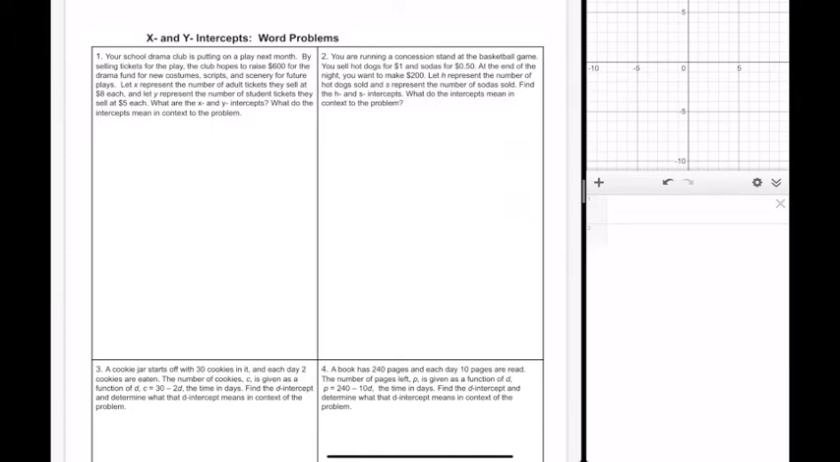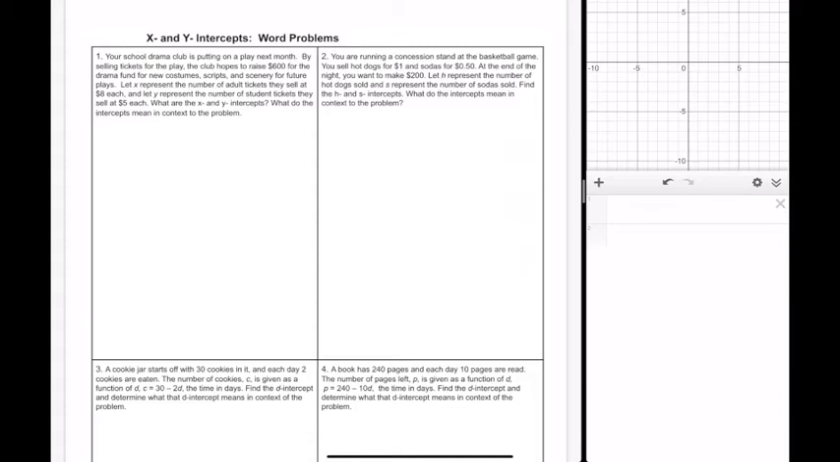So for number 1, your school drama club is putting on a play next month. By selling tickets for the play, the club hopes to raise $600 for the drama fund for new costumes, scripts, and scenery for future plays. Let X represent the number of adult tickets they sell at $8 each, and let Y represent the number of student tickets they sell at $5 each. What are the X and Y intercepts? What do the intercepts mean in context to the problem?